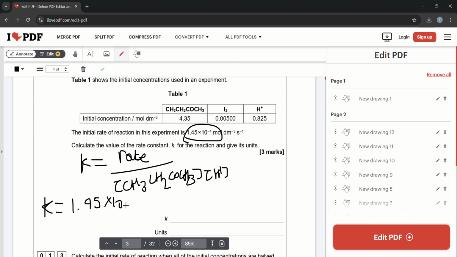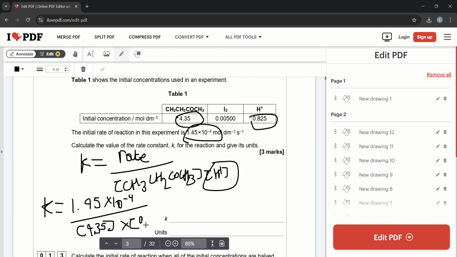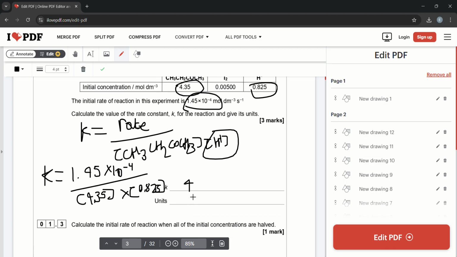And we know that the initial rate of reaction is 1.45 times 10 to the power minus 4, and that the initial concentration of CH3CH2COCH3 is 4.35, times the initial concentration of H+ 0.825. So k is equal to 1.45 times 10 to the power minus 4 divided by 4.35 times 0.825, and we get k is equal to 4.04 times 10 to the power minus 5.